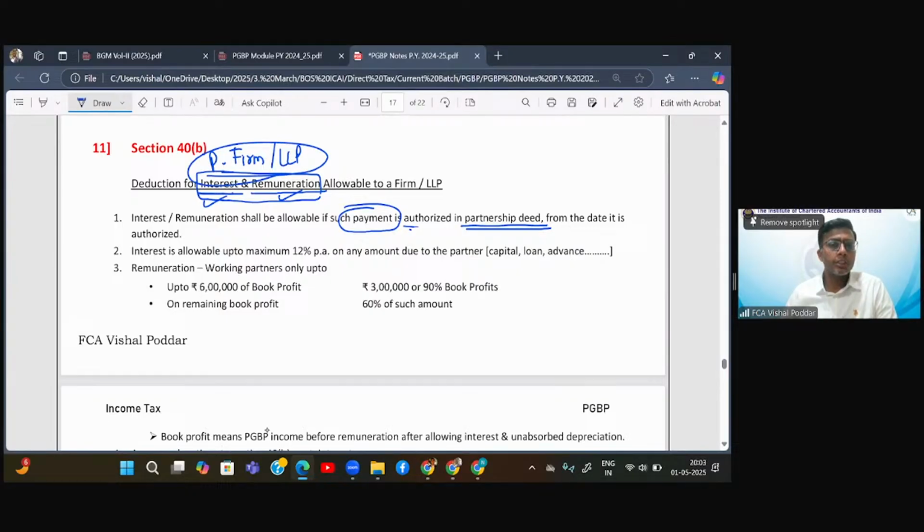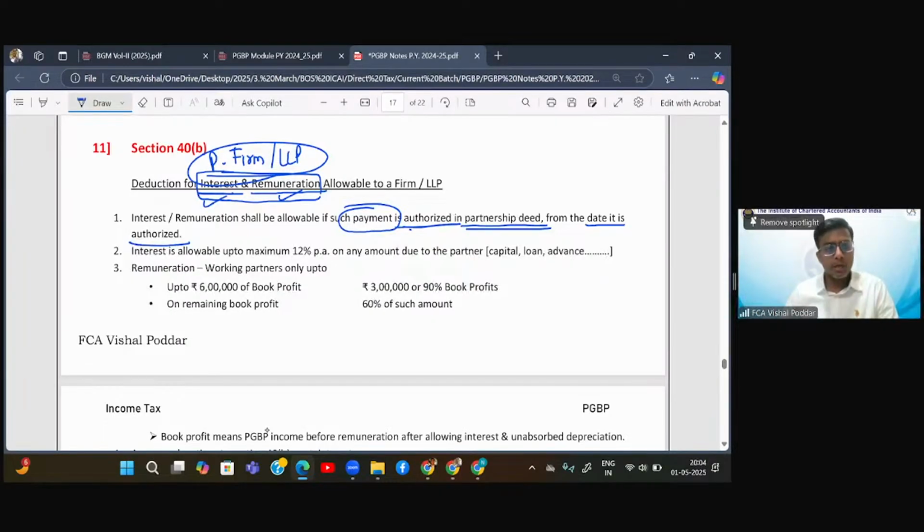So your partnership deed should allow you, should authorize you to make this payment. If your partnership deed is silent, we will not give you deduction. So you should have a specific clause in your partnership deed saying that the firm will be paying interest, the firm will be paying remuneration to the partners. Second, once it is authorized by the partnership deed, the second thing that you have to ensure is it will be allowed from the date it is authorized.